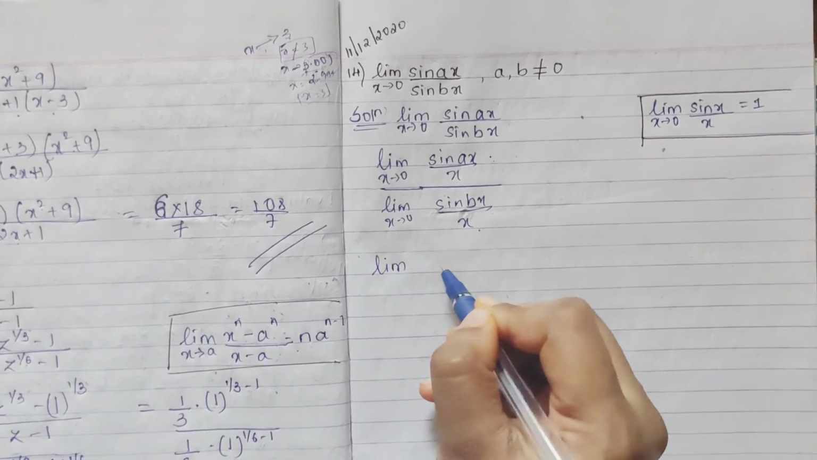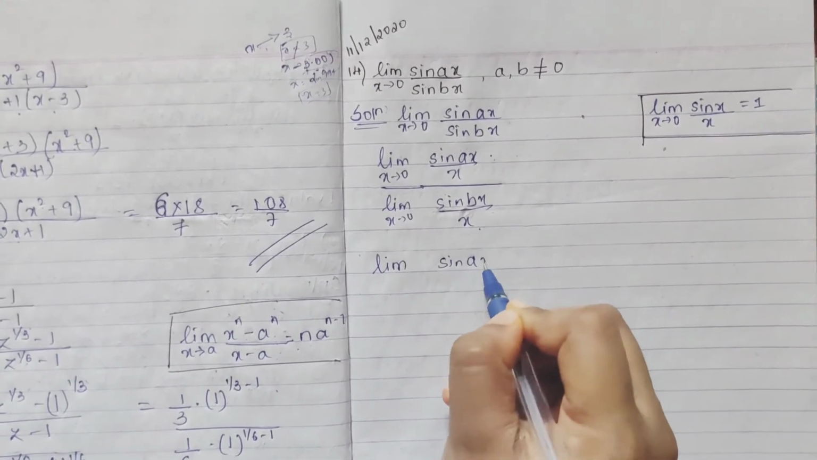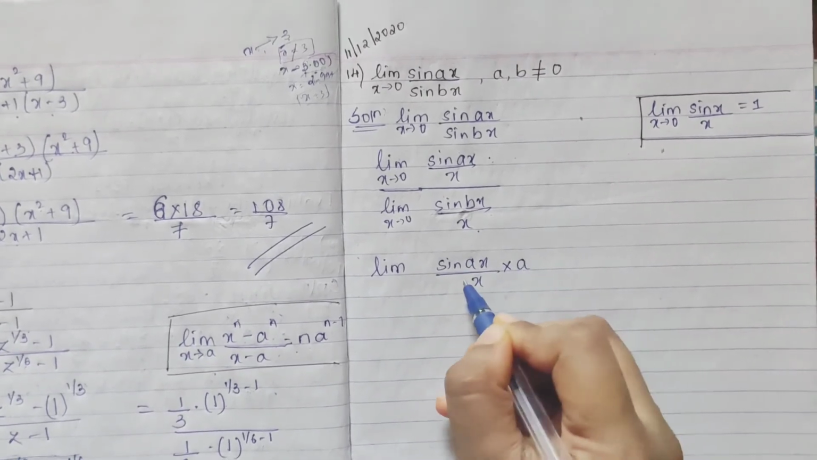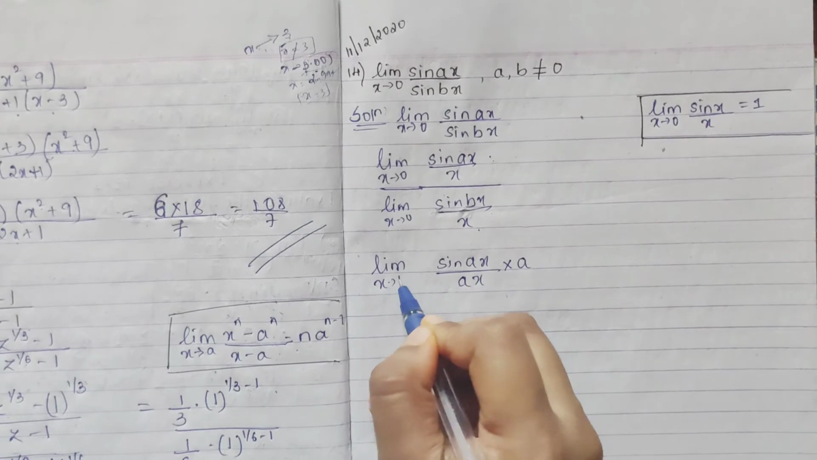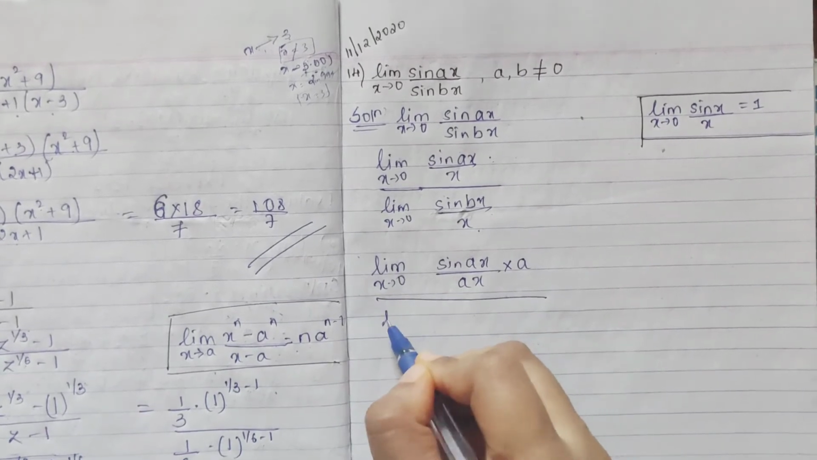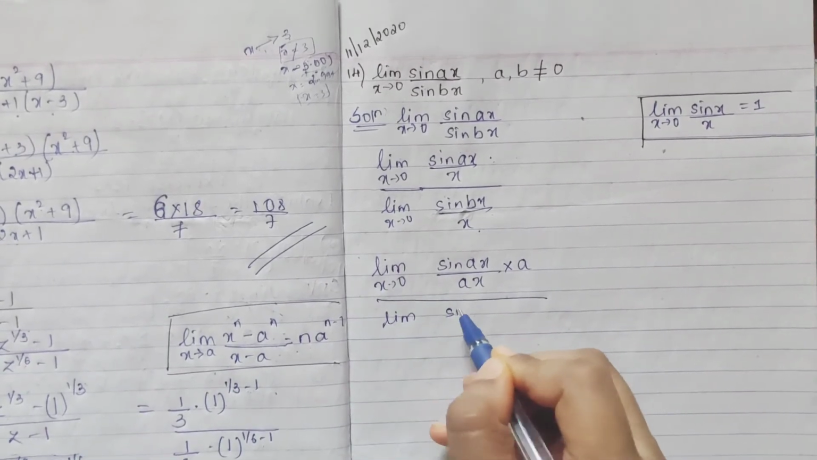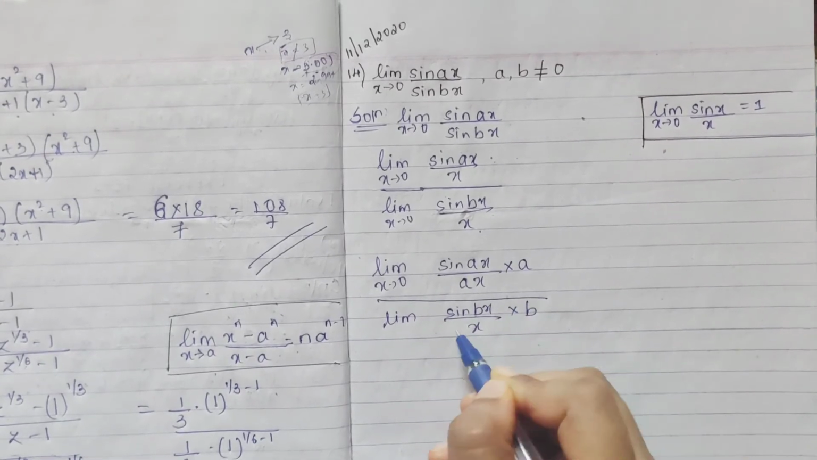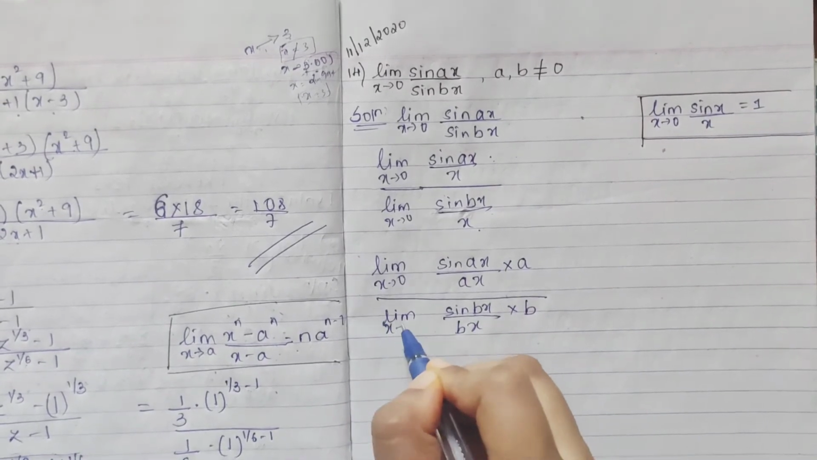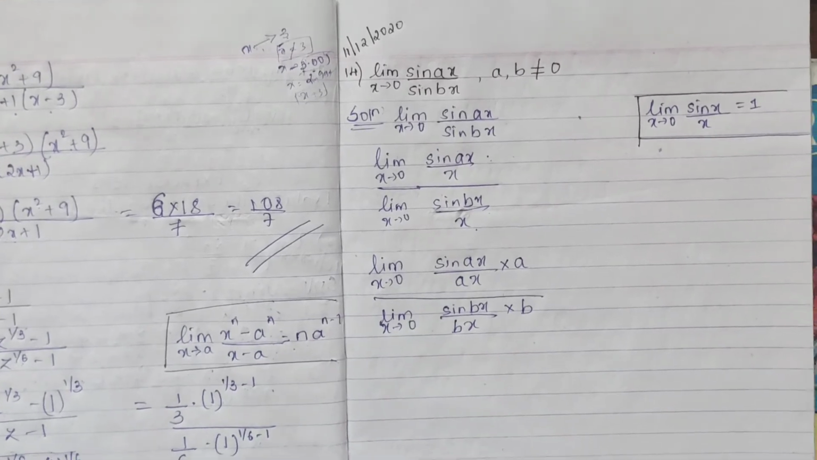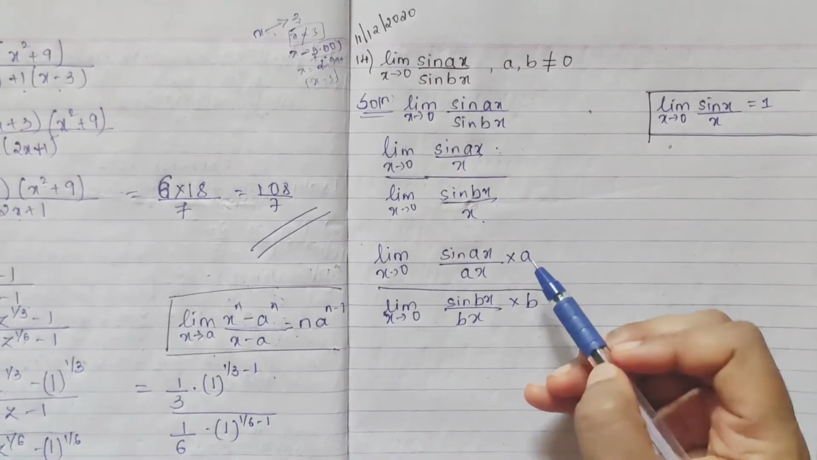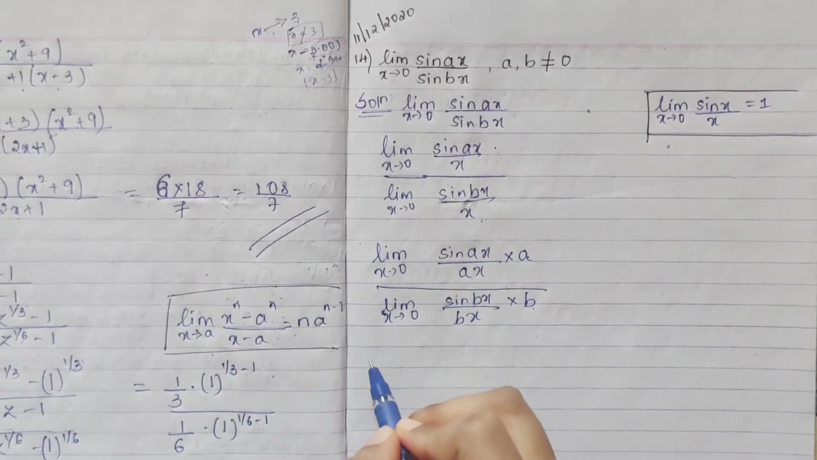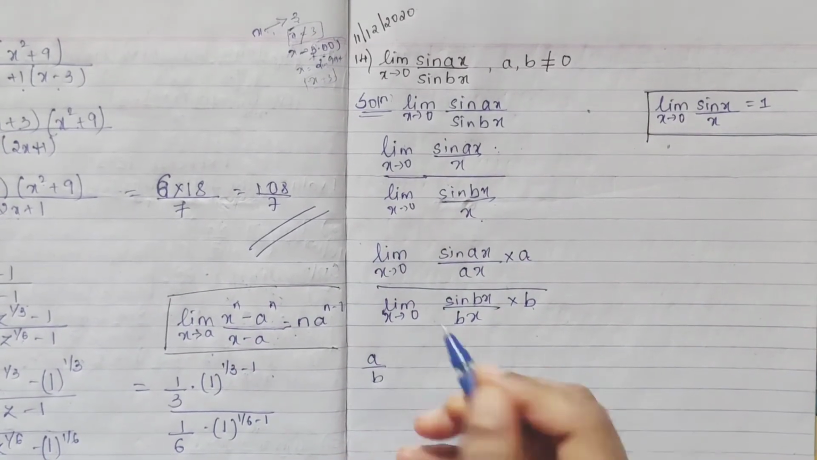Same goes with the denominator part. Sin ax divided by x you have. Now what I am doing is multiplying a and dividing a as x tends to 0. Limit sin bx divided by x, multiplying b and dividing b as x tends to 0. Now you have an extra a, an extra b. Take it outside, keep it outside, because we can't apply the limit there.